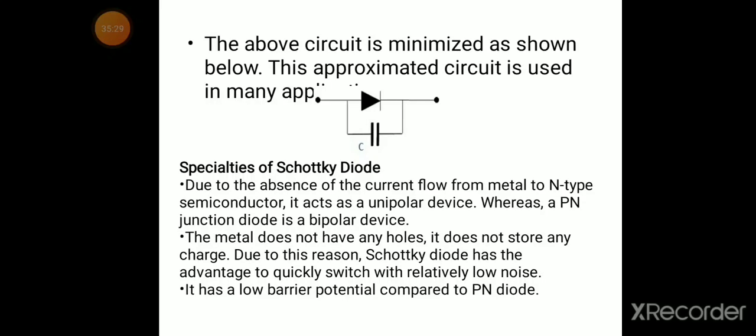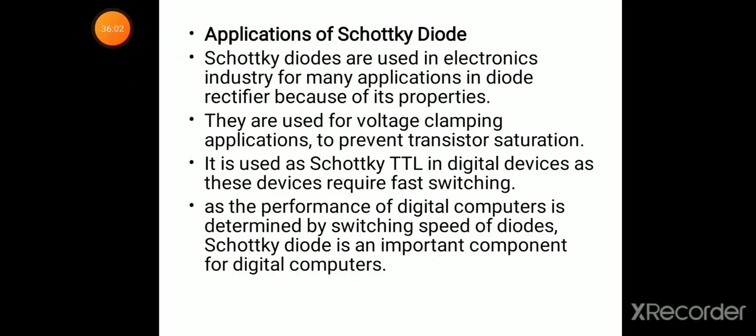Specialty of Schottky diode. Due to the absence of current flow from metal to the N-type semiconductor, it acts as a unipolar device, whereas a PN junction diode is a bipolar device. The metal does not have any holes, so it does not store any charge. Due to this, the Schottky diode has the advantage of quick switching with relatively low noise. It has a low barrier potential compared to the PN diode. So these are the specialties of the Schottky diode.